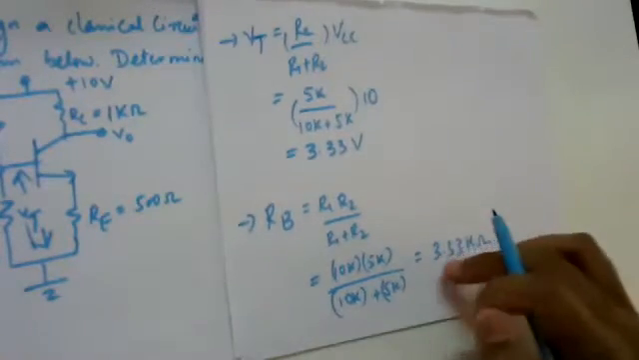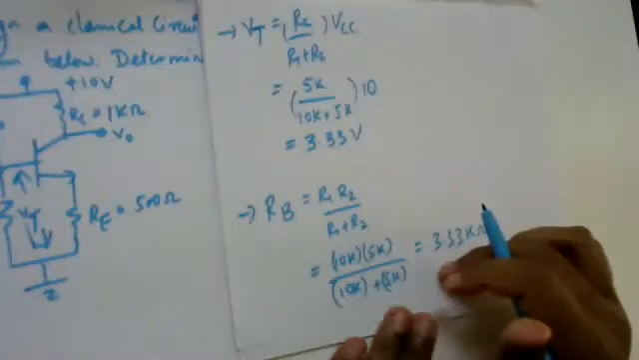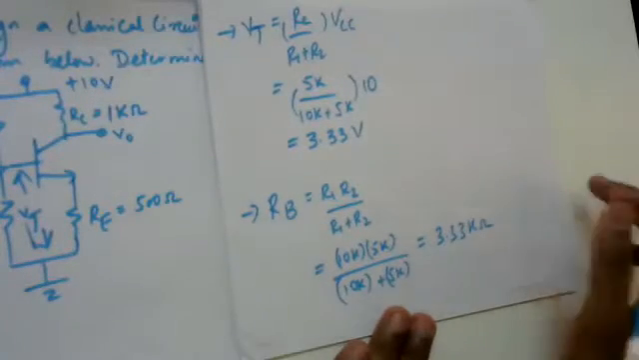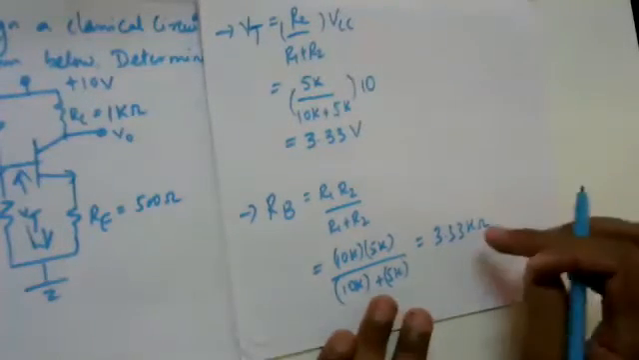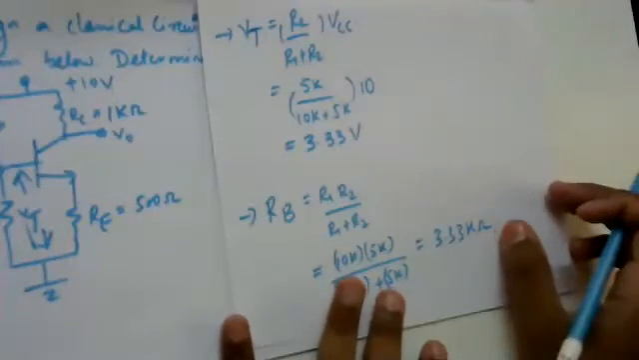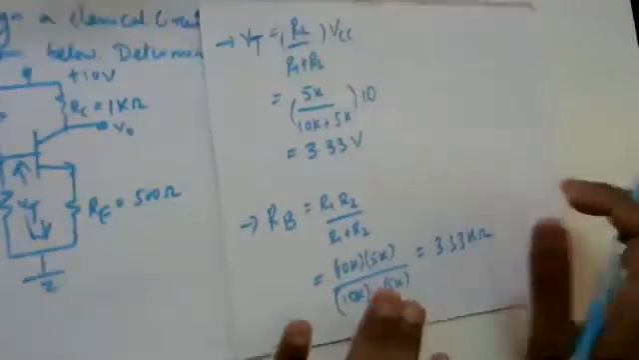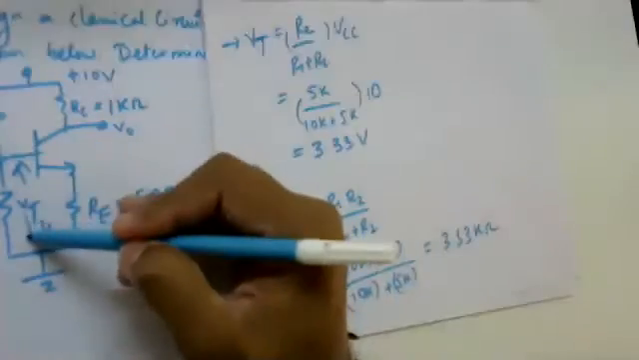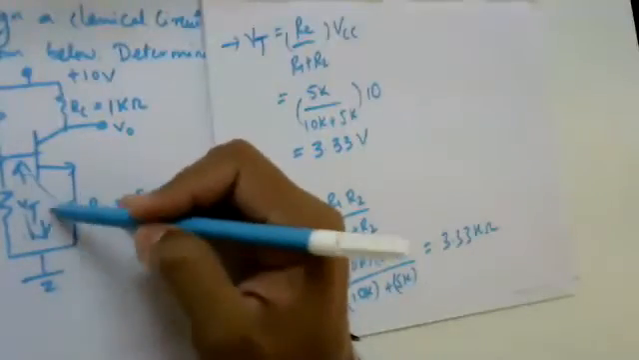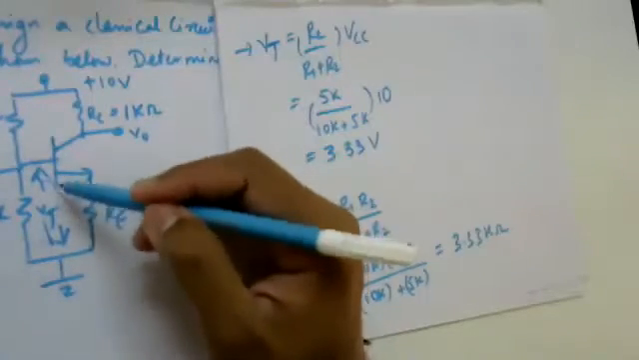Yes. What's the value of RB? The value of RB is found to be 3.33 kilo ohm. Okay, 3.33 kilo ohm. Fine. Now, once you are able to compute the value of RB, I can apply KVL at the input loop so that I can get my base current.